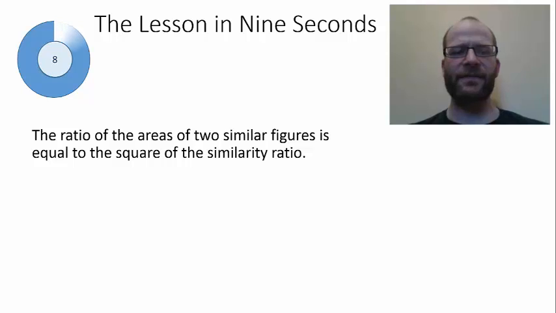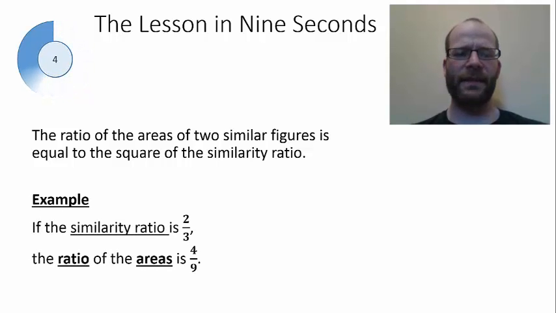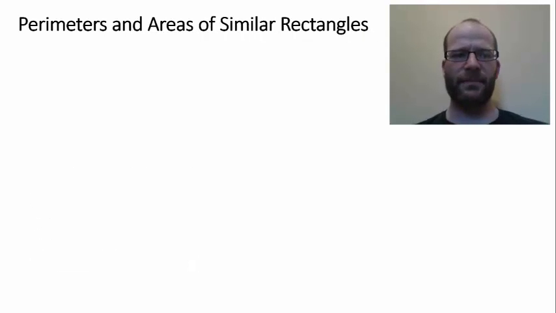The ratio of the areas of two similar figures is equal to the square of the similarity ratio. For example, if the similarity ratio is 2/3, the ratio of the areas is 4/9. That's the lesson in 9 seconds, but if you didn't quite get it all, let's keep moving.